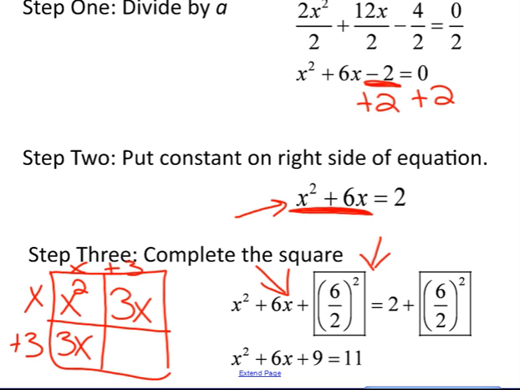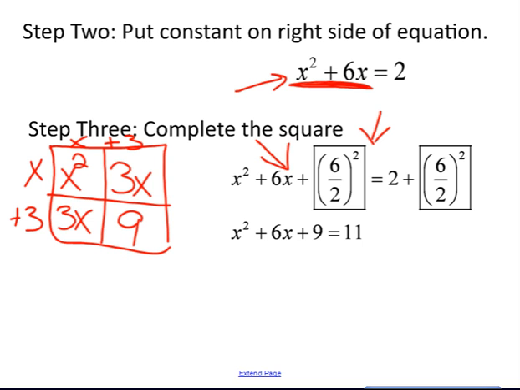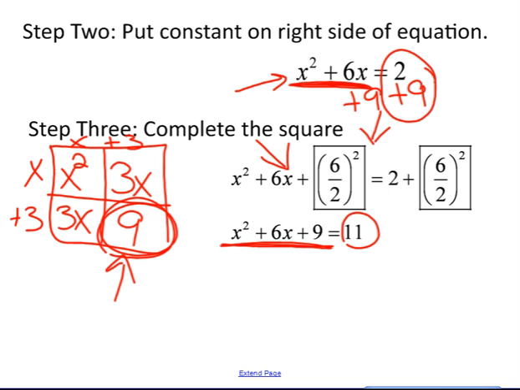3 times 3 is 9. This number right here, the number in this box, I call it the magic number. That's the number that you're going to add to both sides of the equal sign up here. You're going to add 9, you're going to add 9. If we add 9, we have x squared plus 6x plus 9 on the left-hand side. And on the right-hand side, we have 2 plus 9, which gives us 11. Okay, so that's step 3.